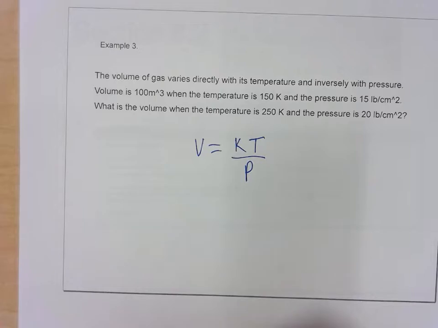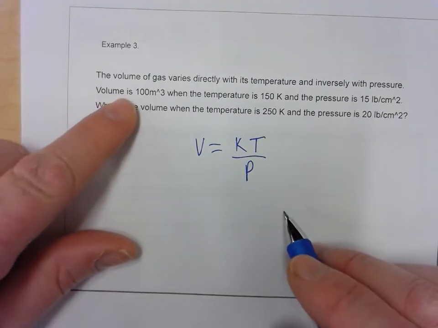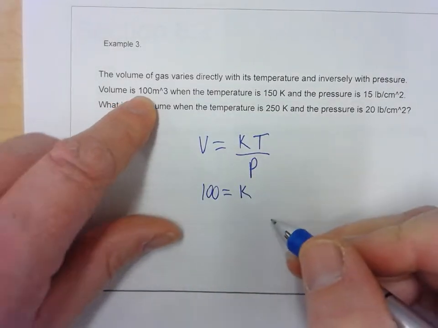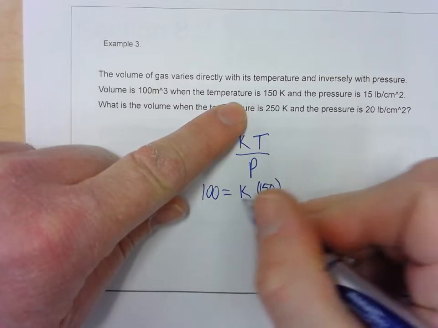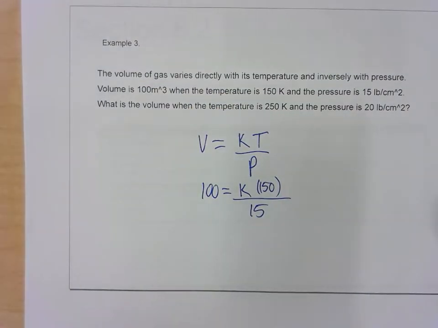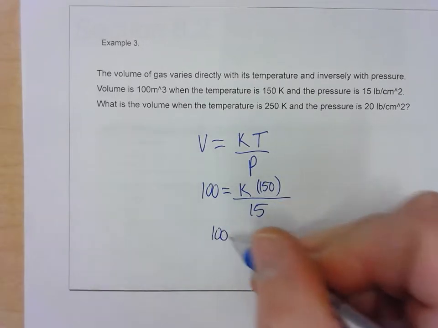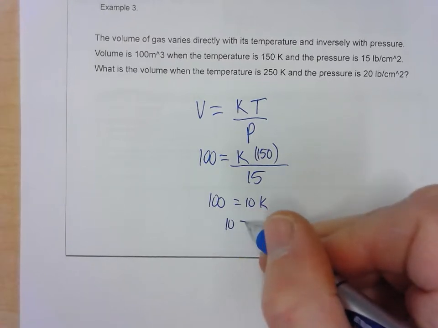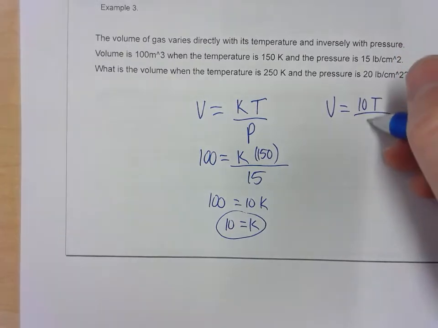All right, now we are given information and we can now solve for K. The volume is 100 when the temperature is 150 Kelvin and the pressure is 15. All right, so 15 goes in there 10 times, so 100 is equal to 10K. Divide this back over, 10 is equal to K. So now I have the equation, volume is equal to 10T over P.